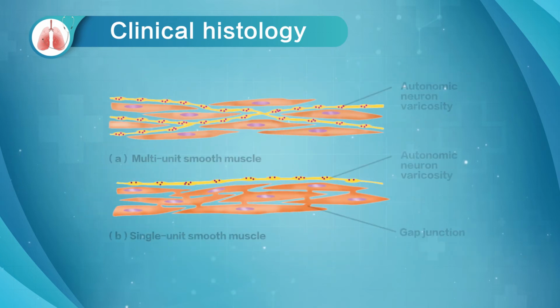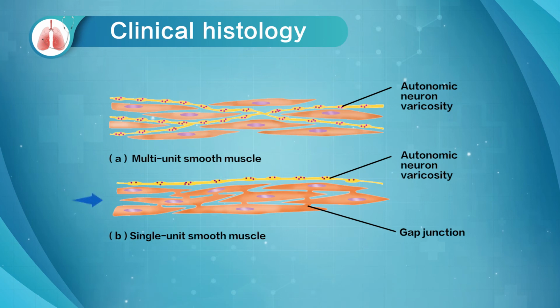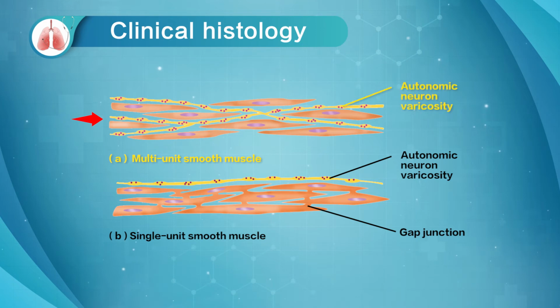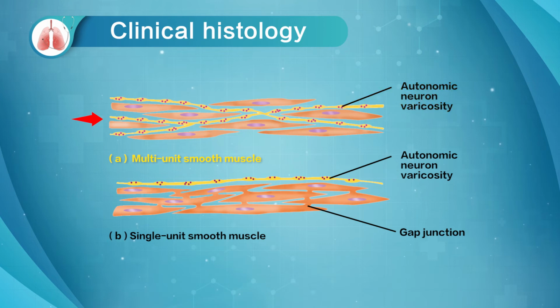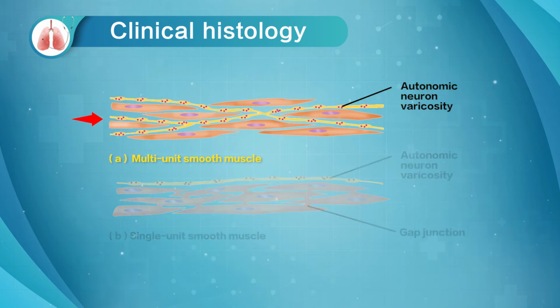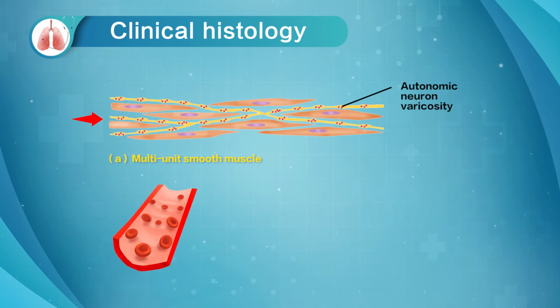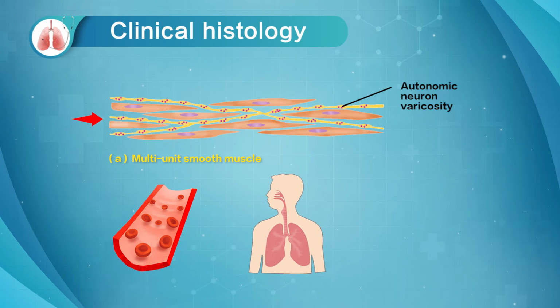There are two types of smooth muscle. One is single-unit smooth muscle, and the other is multi-unit smooth muscle. Cells in multi-unit smooth muscle contract independently of each other because each cell receives its own neuron input, and there are almost no gap junctions between them. This type of smooth muscle is found in the walls of large blood vessels, respiratory passages, and in eyes.